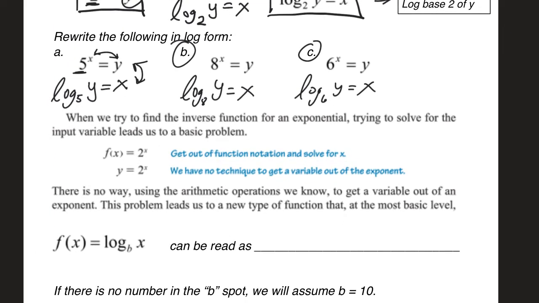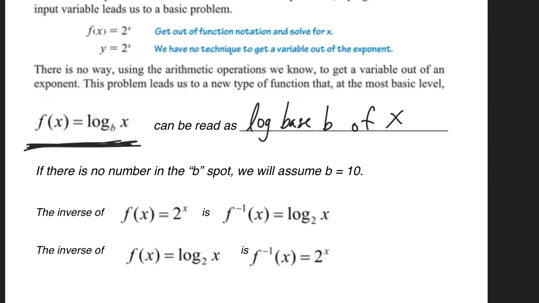When we try to find the inverse function for an exponential, and we're trying to solve for the input variable, usually this will lead us to a basic problem, and that is the fact that you have a variable up in the exponential spot and you want to get it out. So let's look at our first little example here, f of x equals log base b of x. Again, you're going to read this as log base b of x. If there is no number in the b spot, you can assume that that number is 10.